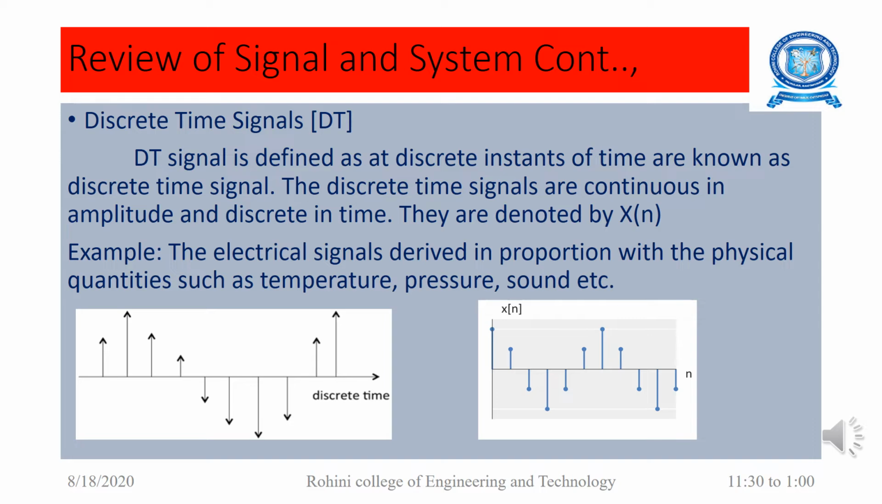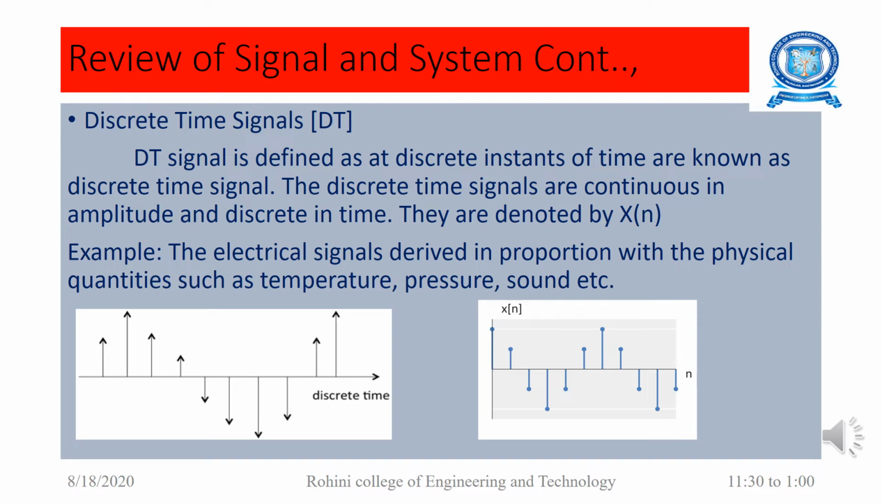So clearly remember, the continuous signals are denoted by x of t and discrete time signals are denoted by x of n. There it is t, here it is n. We must know how the continuous signals will be represented and how the discrete signals will be represented. X of t means the signal is continuous, x of n means the signal is discrete.